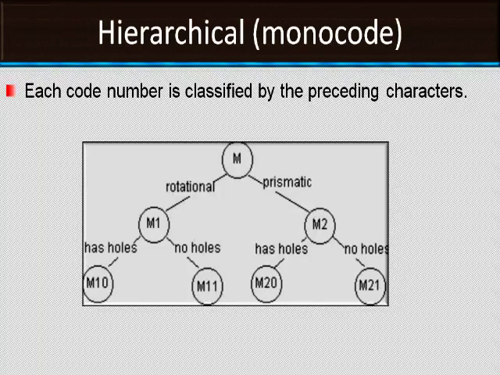Each code number is classified by preceding characteristics. You can see in this slide, you have M21, M20, M11, M10. M21 has the meaning of first M, and then M2, and then M21. M21 indicates it is a prismatic component without holes. M20 indicates a prismatic component having holes. M11 indicates rotational components with no holes. M10 indicates rotational components with holes.